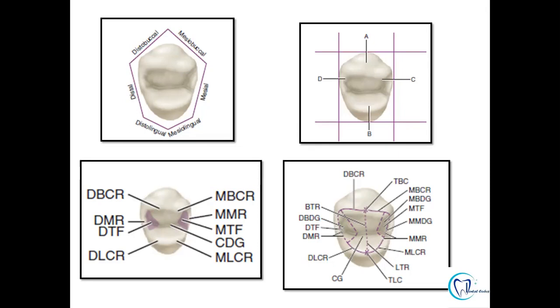When we see the elevations and depressions on the surface of the occlusal anatomy, we have a central groove. Then we have pits on the mesial and the distal side. We have the mesial triangular fossa, distal triangular fossa. Then we have the distobuccal cusp ridge, mesiobuccal cusp ridge. We have the distal marginal ridge, mesial marginal ridge. Also, we have the distolingual cusp ridge and the mesiolingual cusp ridge. So, on the surface of the occlusal anatomy of the maxillary first premolar, we can appreciate ridges, pits, fossas, and a central groove.